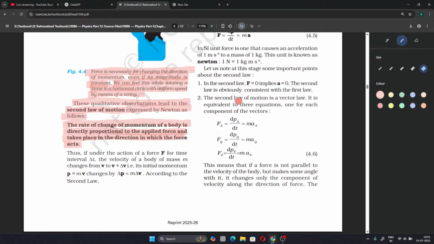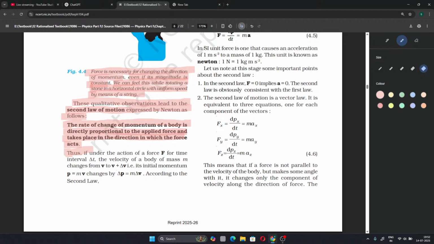As we know, force is the one that is inducing the change in velocity, as velocity keeps changing. Because of that, the rate of change of momentum is directly proportional to the applied force, and the change in momentum will always be in the direction of the force which acts.